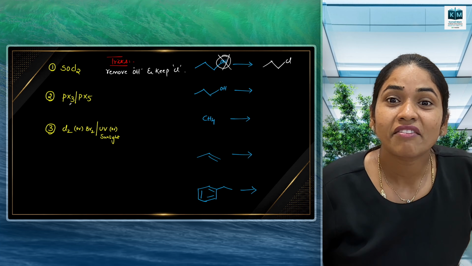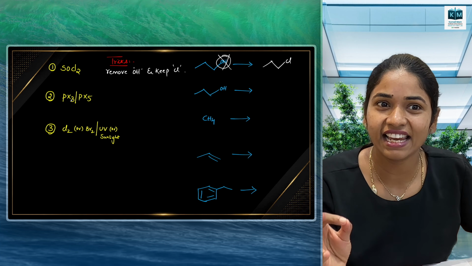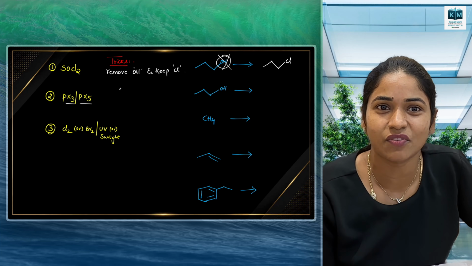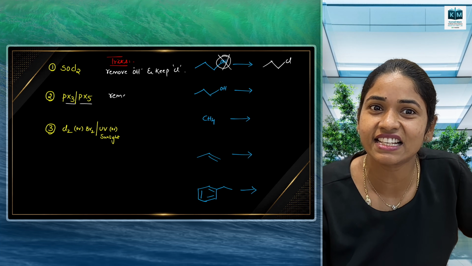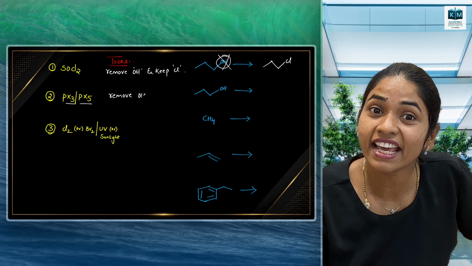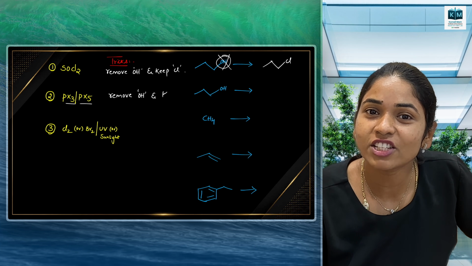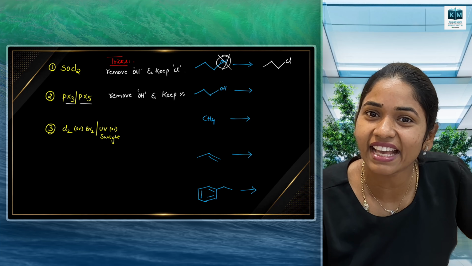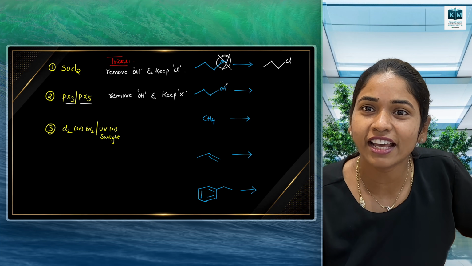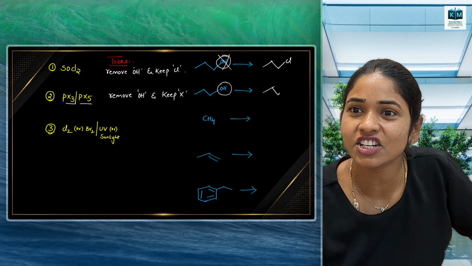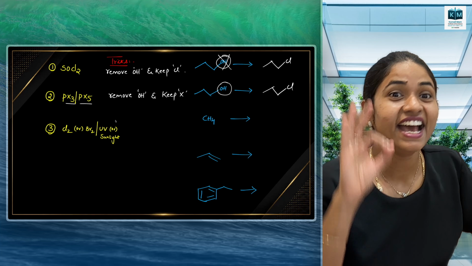Reagent number 2. When you see the phosphorus halides like PX3, PX5, in such cases, remove OH and keep halogen. Remove OH, what do you need to do? Keep X in its place. Now can you try the product? Remove this OH, in its place keep Cl.